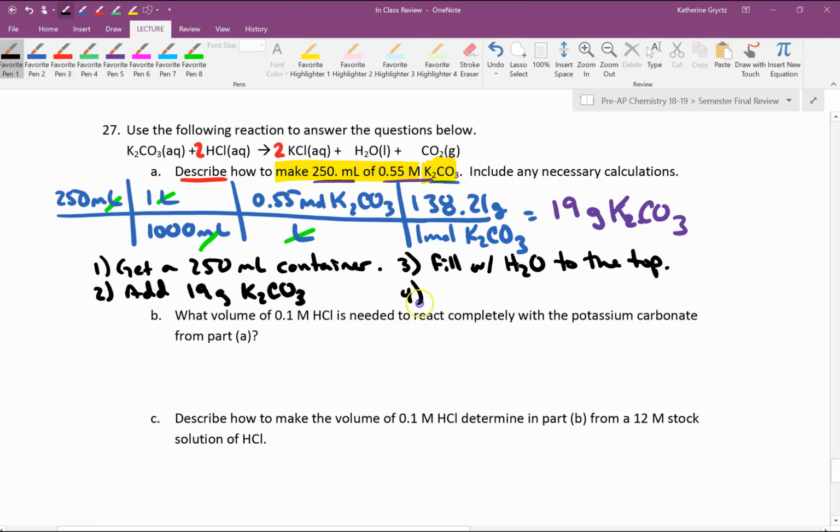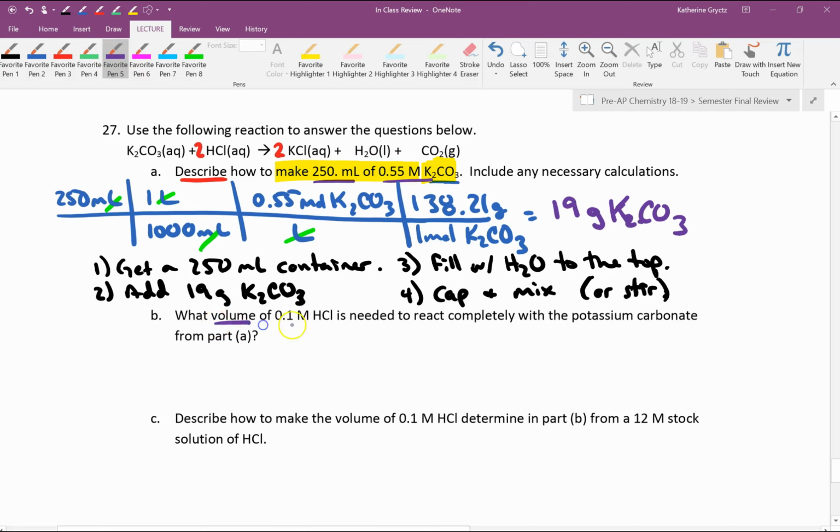Okay, and the last thing we do is we cap it and we mix it. Okay, or we stir it. Okay, but when we make solutions in lab, the things that we make them in generally have a really skinny neck, and you're not able to stir them so much, so we just cap them and shake them up. Okay, but that's how you physically make it. Okay, so B says what volume of 0.1 molar HCl is needed to react completely with the potassium carbonate from part A. So this is just a purely calculation, not writing a description.